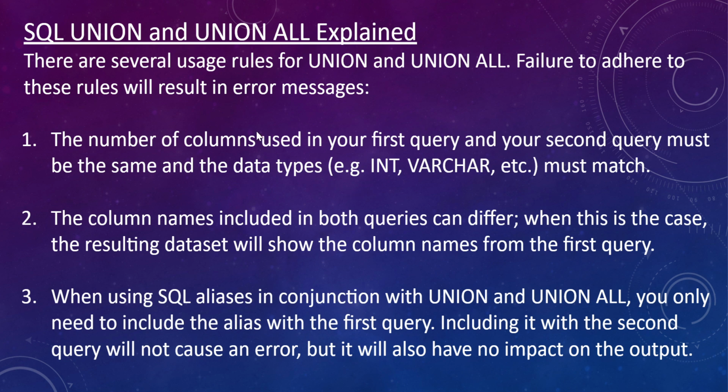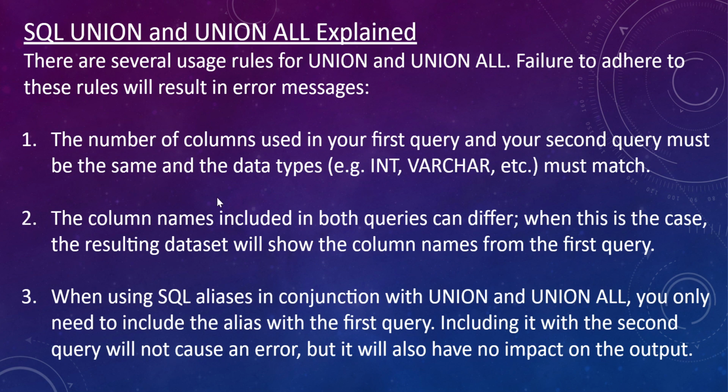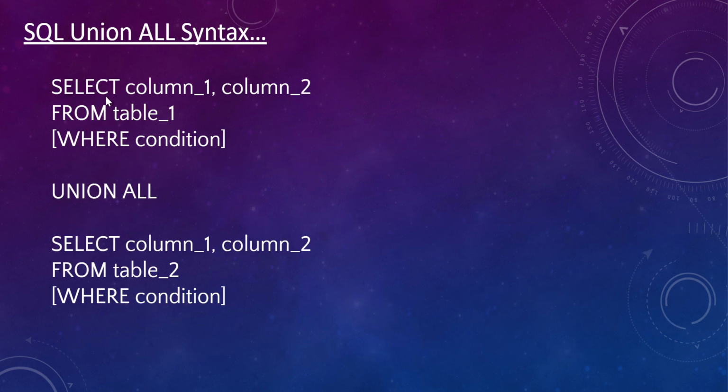So it's not possible that here you mention three columns, column 1, column 2 and column 3, whereas from table 2 you are just taking column 1 and column 2. Then this will throw an error and you will not be able to get the desired output. So it's mandatory, it's a rule, that the number of columns used in the first query and second query must be the same and the data types should also be the same. For example, if this column is integer, then this column should also be integer.